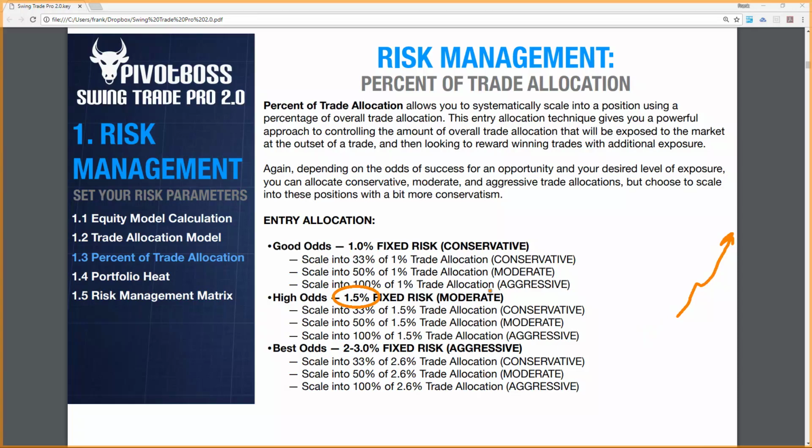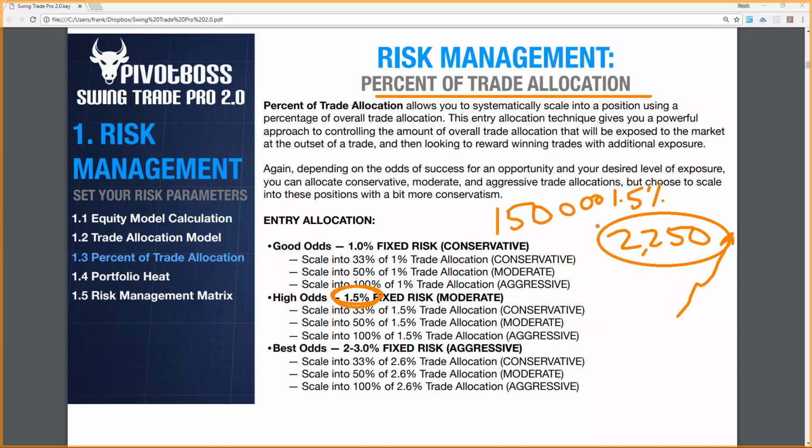You can do it in this way by using a percent of trade allocation. So if you are risking 1.5% for an opportunity, and say it was $22.50 like that last example, $2,250 that you're going to allocate at 1.5% of your 150K account, right? Then I don't have to allocate all of this right away.